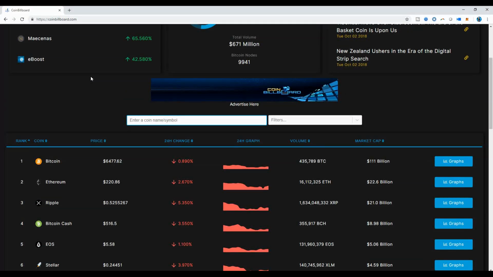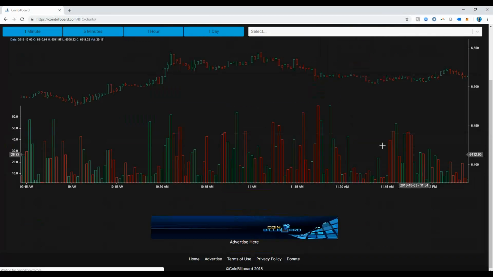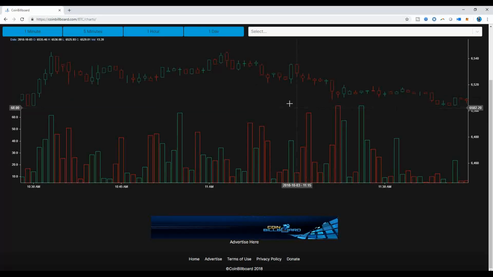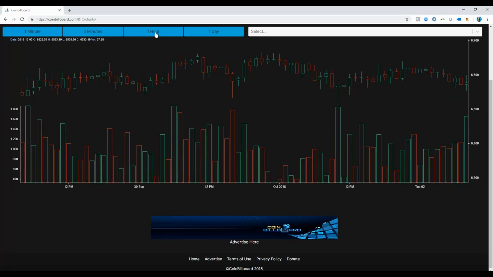Now, what we really want to see is candlestick charts, and we can view that by actually looking at graphs. These graphs are actually candlestick charts. Let me zoom in a little bit so you see what I'm talking about, and I'm actually going to bring it down to the hourly movement.